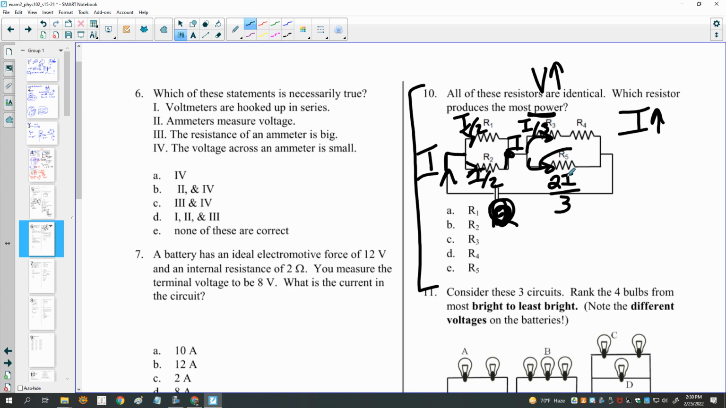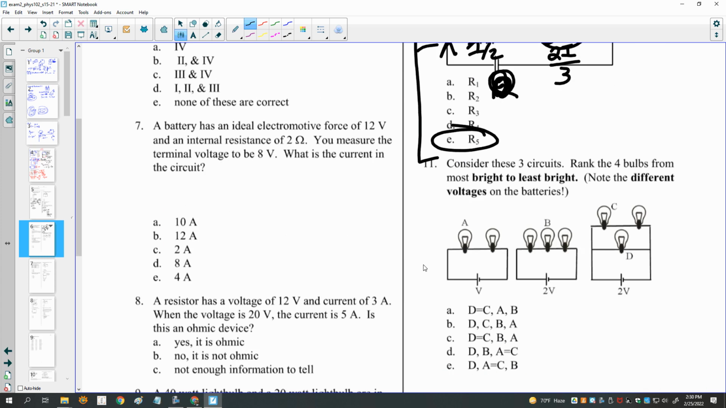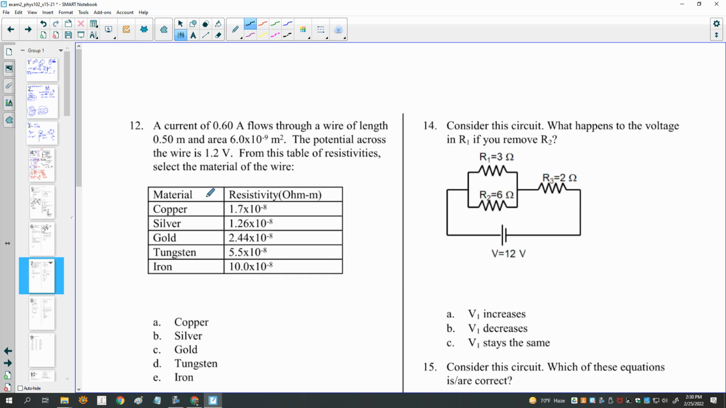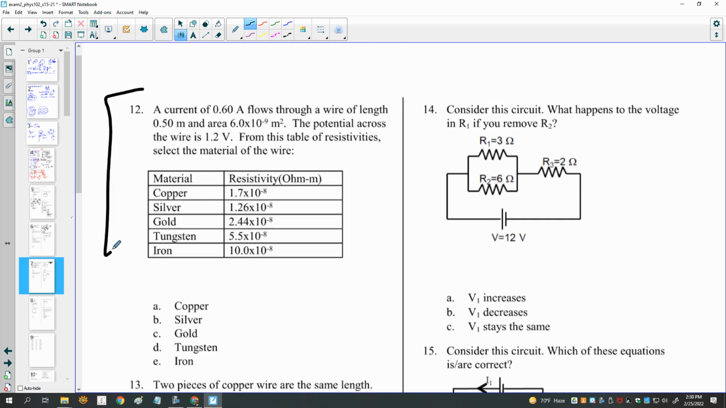So I'd get more current through R5, and then that means I'll have the most power through that. This is really just asking which resistor gets the most current. We've done that question. In fact, we did that exact question in one of the concept tests. Make sure you know how to do this. This is really just R equals rho L over A, and then solving for rho. And then once you find rho, you can pick out which is the appropriate one.